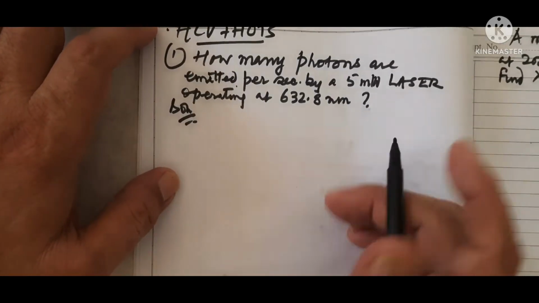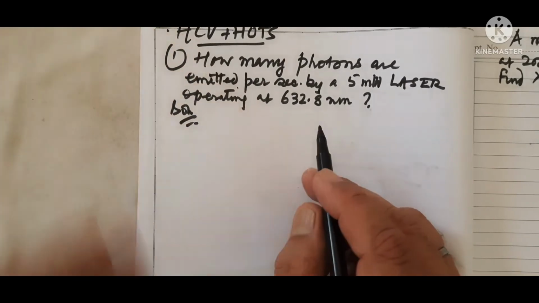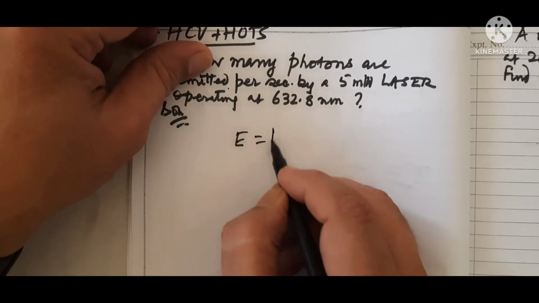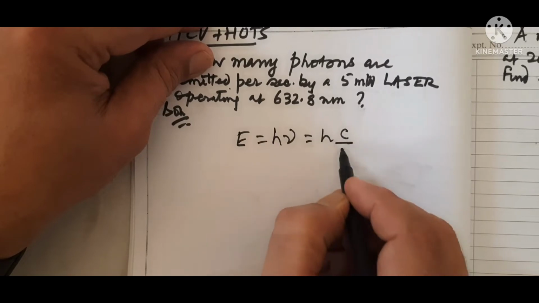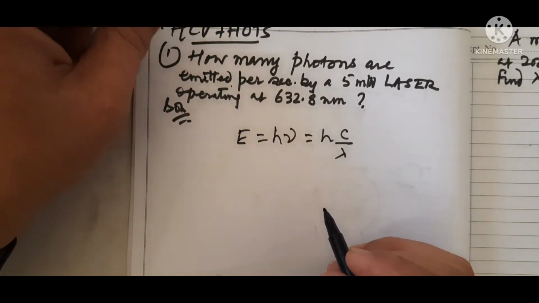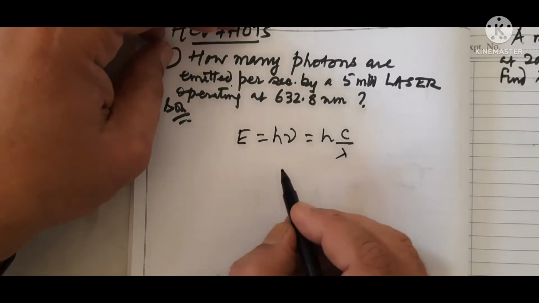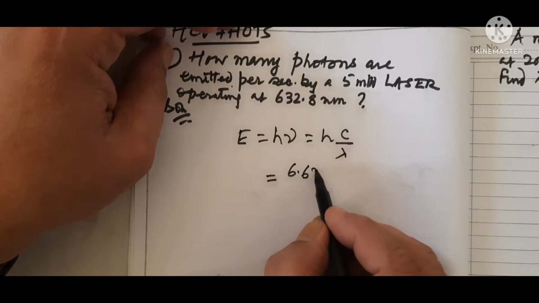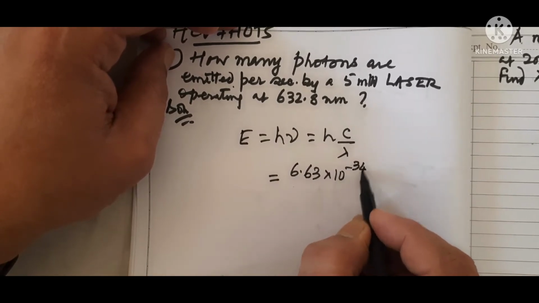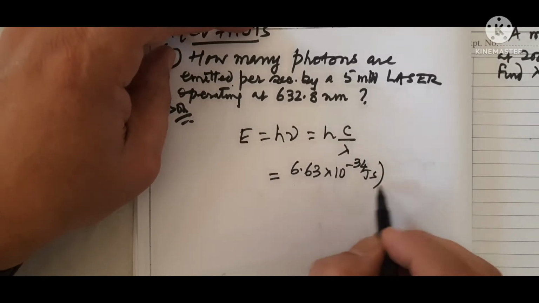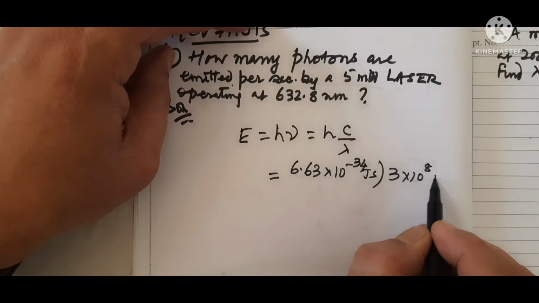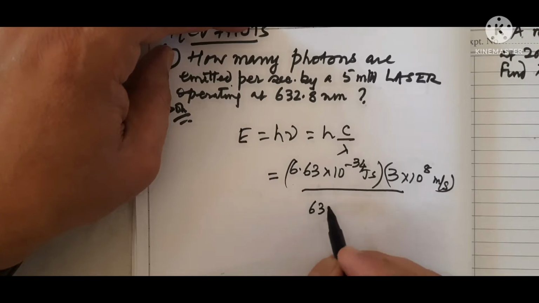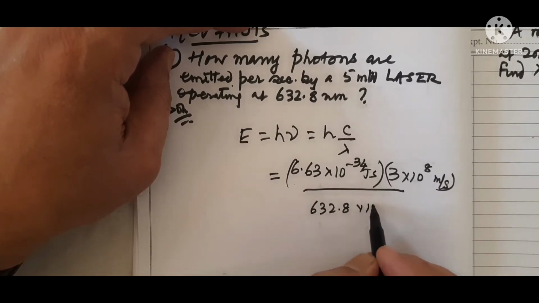That is the question. How many photons are emitted per second? So we know the energy is equal to h nu or h c by lambda. That's a basic equation or formula. So we are going to put this value: 6.63 into 10 to the power minus 34 joule second for the Planck's constant, and c is 3 into 10 to the power 8 meter per second, by lambda. Lambda is how much? 632.8 nanometer, that means times 10 to the power minus 9 meter.